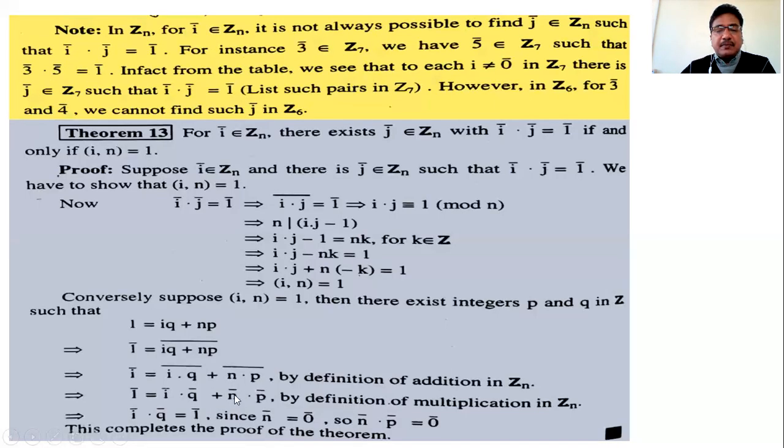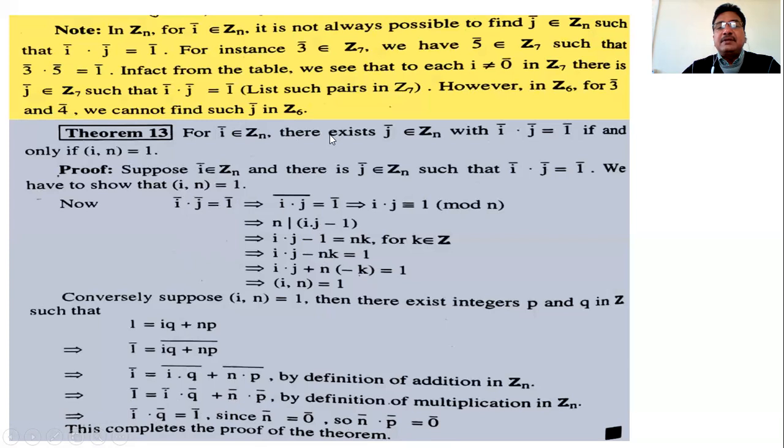And so right here, 0 bar into p bar is 0 bar. Therefore we have I bar into q bar is 1 bar. And that is, we have the element q bar such that I bar into q bar is 1 bar. That is, q bar becomes the inverse of I bar. And hence the theorem. That is what we have to show.